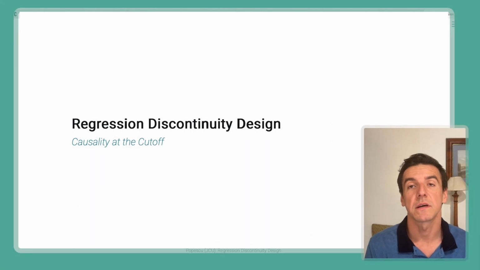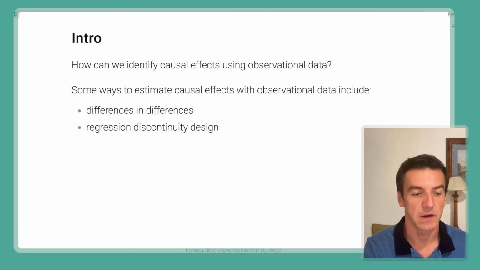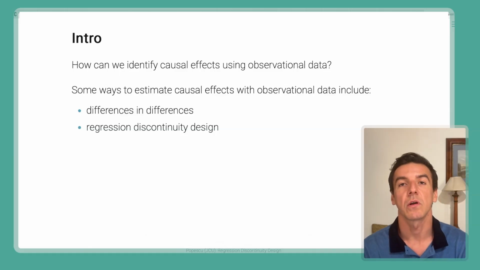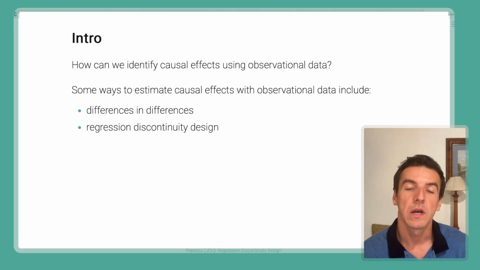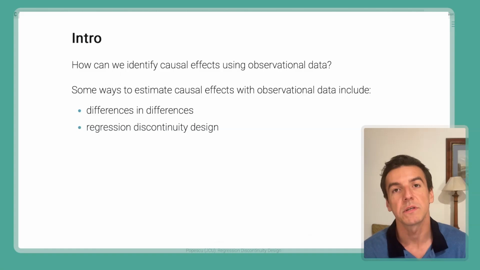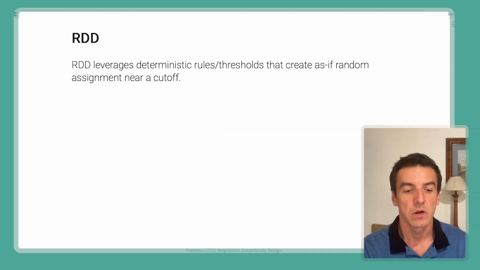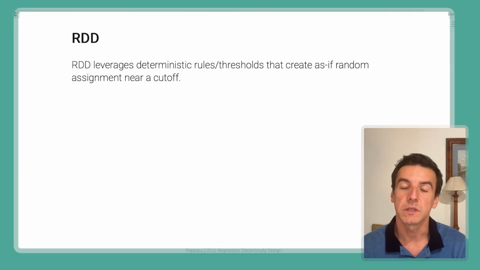Okay, so today we're discussing regression discontinuity design. If we remember from previous lectures, there are two important methodologies for dealing with observational data. One way is differences in differences, which we covered in the previous lecture. Another way, which we're going to cover today, is RDD, or Regression Discontinuity Design. Typically, RDDs utilize specific thresholds that create as-if random assignment near a specific cutoff.